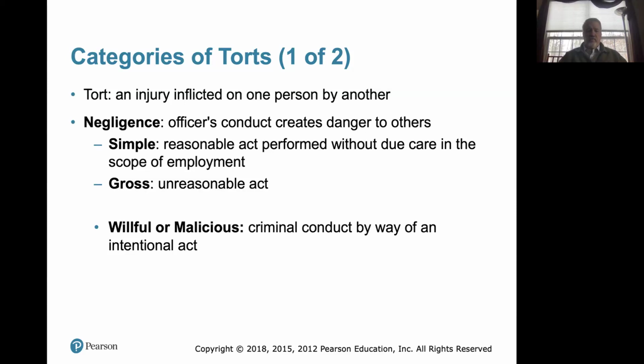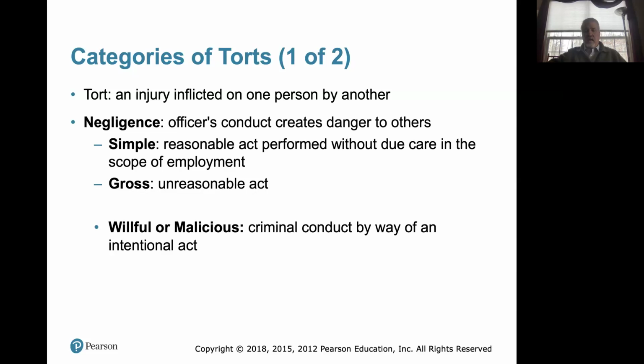So tort is an injury inflicted on one person by another. Negligence is really what we're talking about in tort, is that the police officer has a duty of how they behave towards human beings. If they violate that, if they breach that duty, and their breach, what the police officer did, is actually the cause of the damage to the plaintiff, which is something we'll talk about, causation, as we go along. And then there's their damage. Is there actual damage that can be awarded?